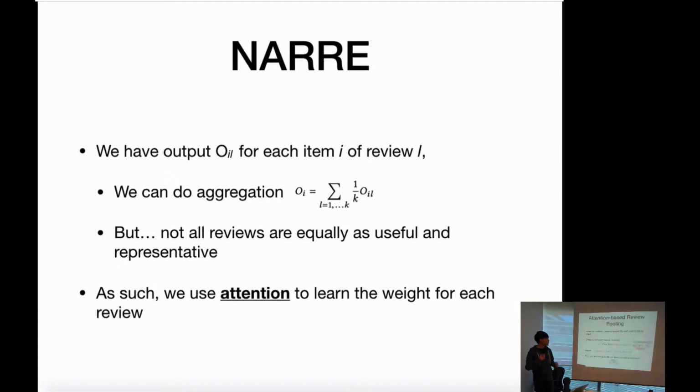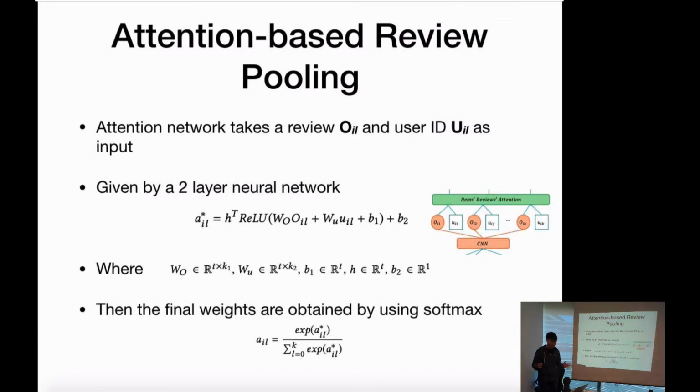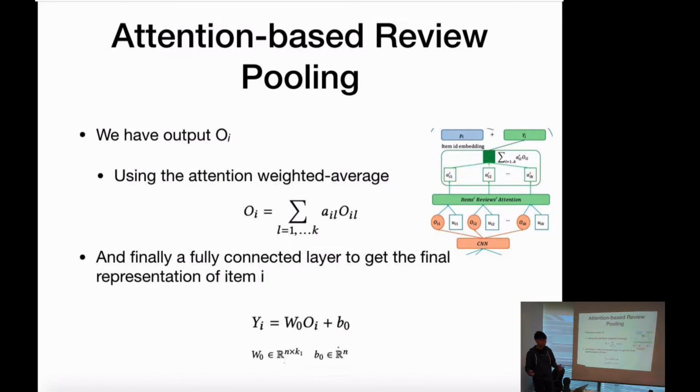Let's look at how it's done. The attention network takes a review and a user ID, and it gives an attention score. This is done by a 2-layer neural network, and the final weights are obtained by a softmax layer. So the attention score is a_il, given by softmax. As simple as that. A CNN on the review plus the ID, and we get an attention score. Once we have the attention score, we can get an attention-weighted average instead of a simple average. This helps us to select the best reviews for the recommendation.